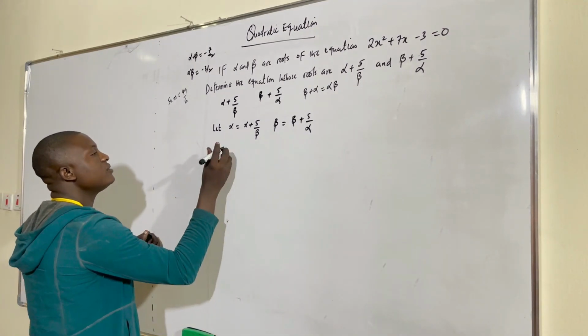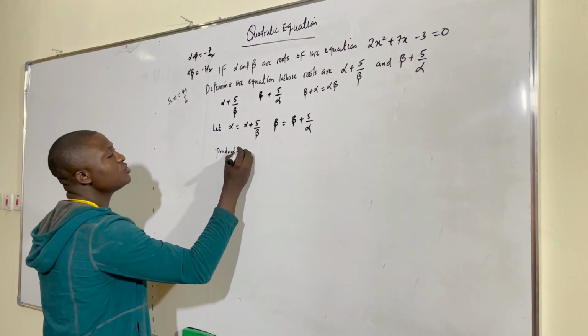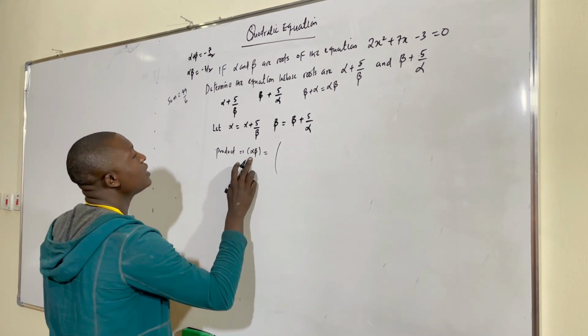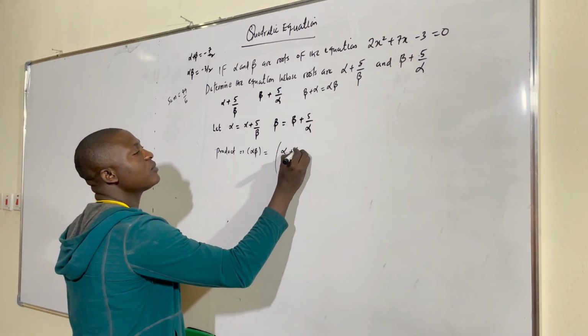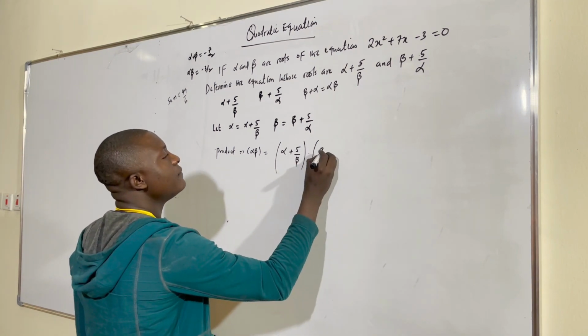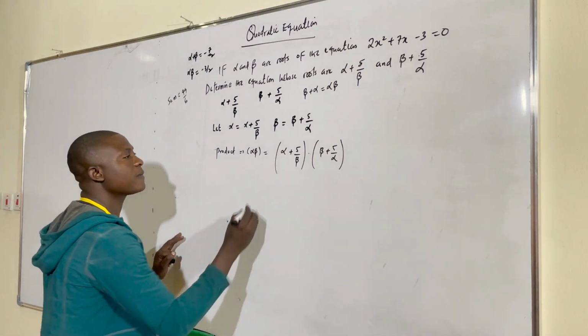Product as well. Product means we should find alpha beta, and we have gotten that one already. We have our alpha is alpha plus 5 over beta, and the second one is beta plus 5 over alpha. So let's expand. It's just a simple expansion.